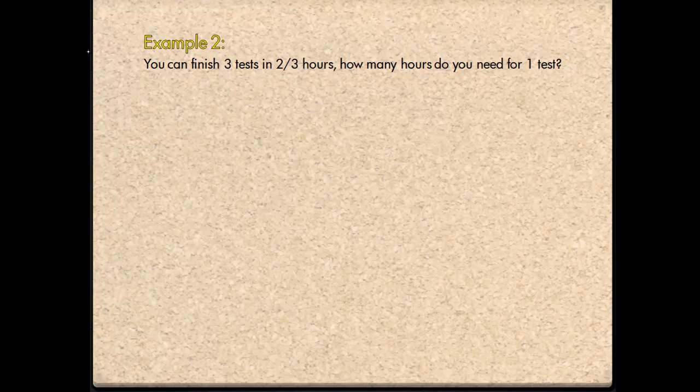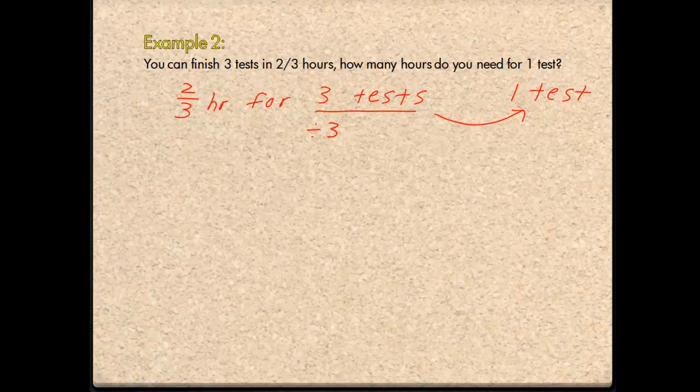Example 2. If you can finish 3 tests in 2/3 of an hour, how many hours do you need for one test? Well, the question tells you that you need 2/3 of an hour for 3 tests. Now you want to find out how much time you need for one test. So to change my 3 tests into one test, I'm going to divide by 3, because 3 divided by 3 is 1. And remember, we can't divide only one side of the equation. So we also want to divide 2/3 by 3.